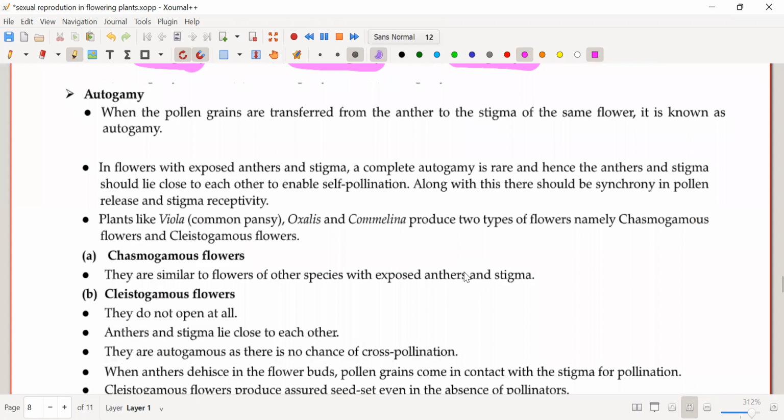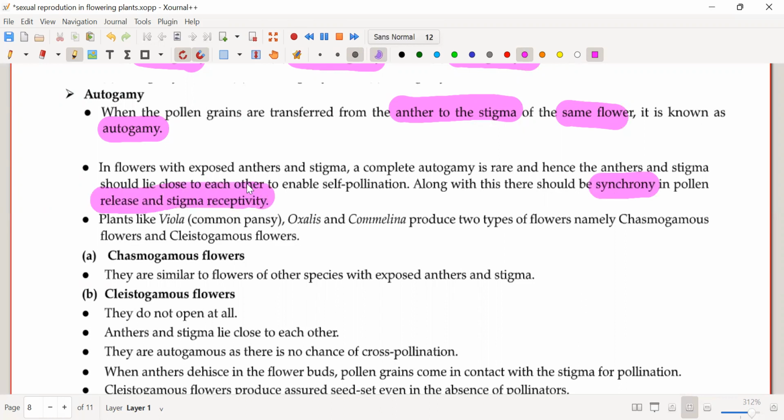What is autogamy? When the pollen grains are transferred from the anther to the stigma of the same flower, it is known as autogamy. In flowers with exposed anthers and stigma, complete autogamy is rare, and hence the anther and stigma should lie close to each other to enable self-pollination. Along with this, there should be a synchrony in pollen release and stigma receptivity.